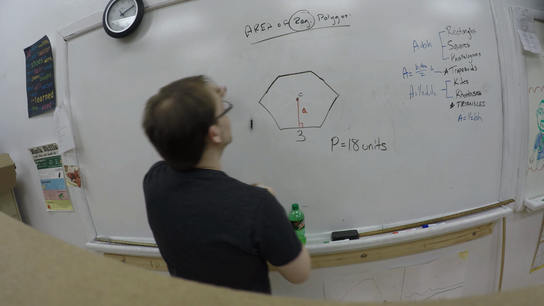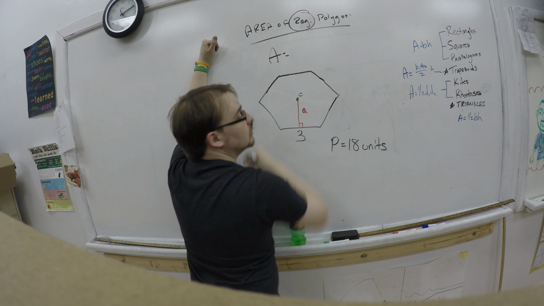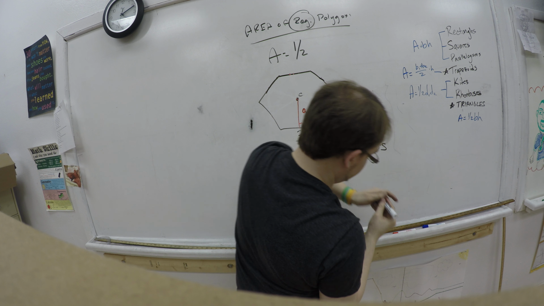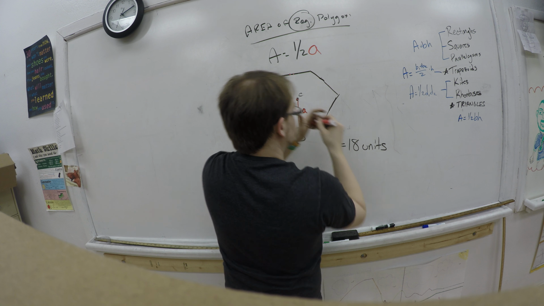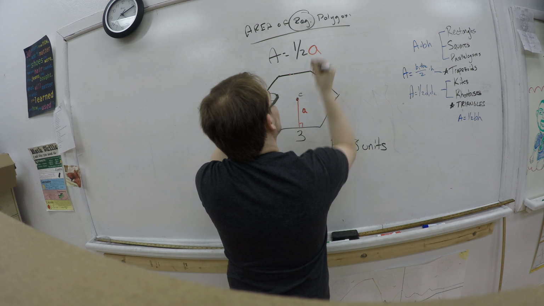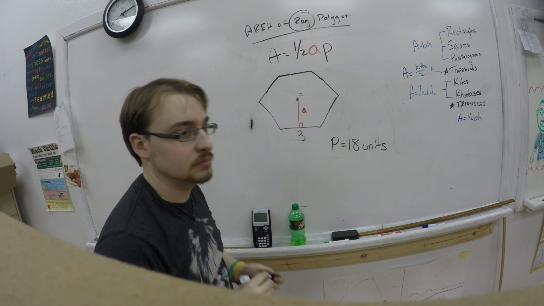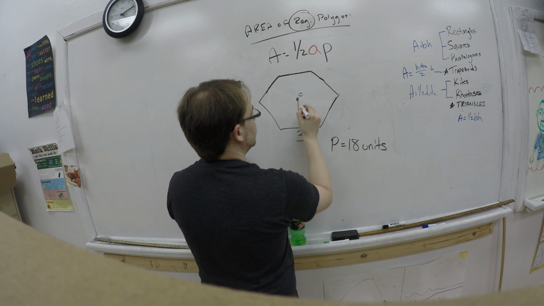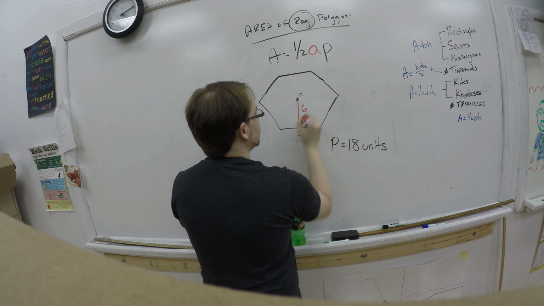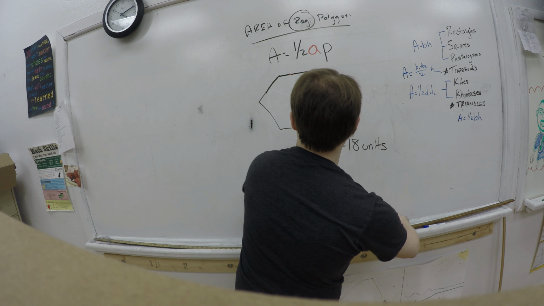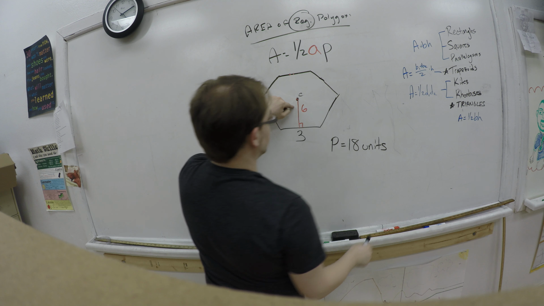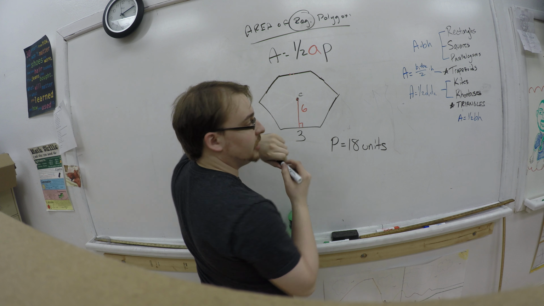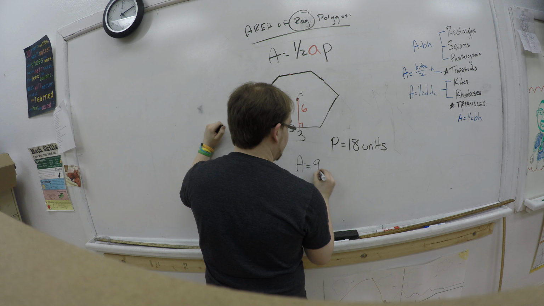Okay, so the area of a regular polygon is 1/2 A, which is our apothem, times P, 1/2 AP. So if I gave you that A was equal to 5, well, let's do a different number. Let's say A is equal to 6. What's the area of this thing? 6 times 3, which is 18, times 1/2, which is just 9. 18 divided in half is just 9. So the area here is 9 units.